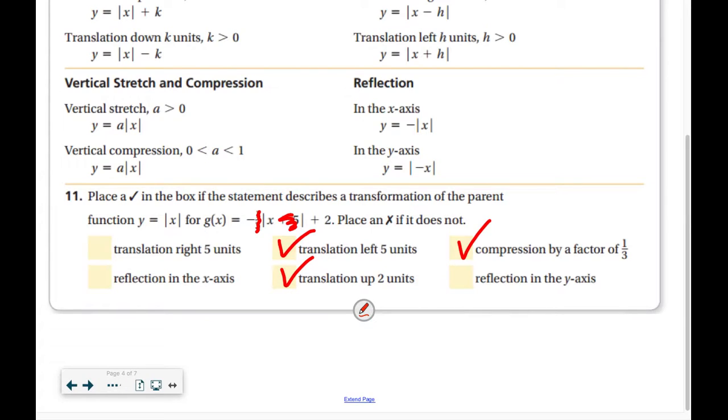Trickiest part. Is it a reflection in x or a reflection in y? X, because it'd be turning everything in the parentheses negative. Right. Okay. So what was our final decision? X.